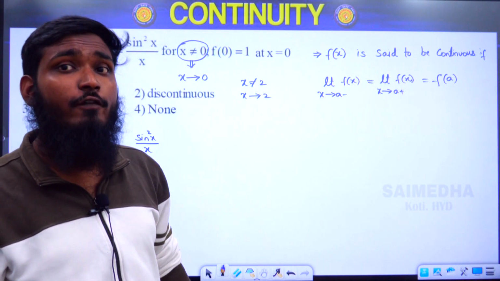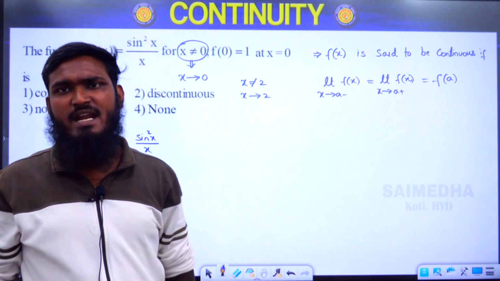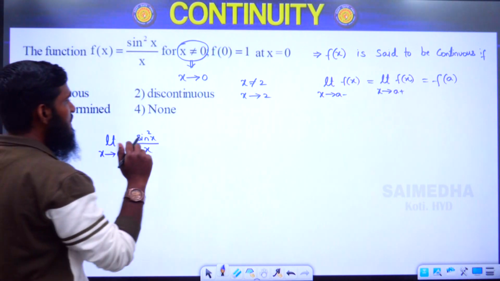If you are getting an indeterminate form, it means we have to make some changes in the question, do simplification, or else apply the standard limits. So let us do this part.